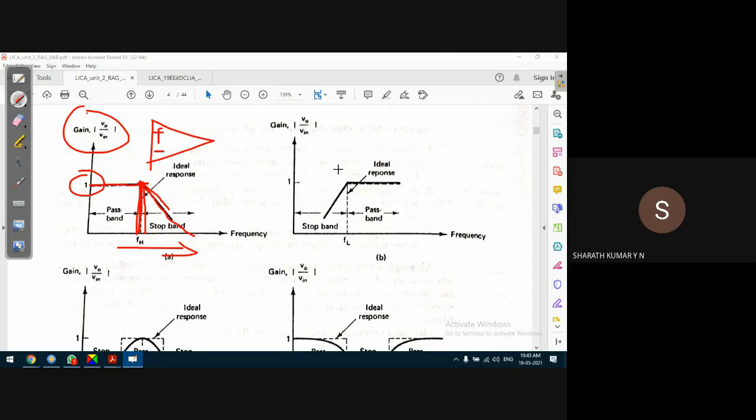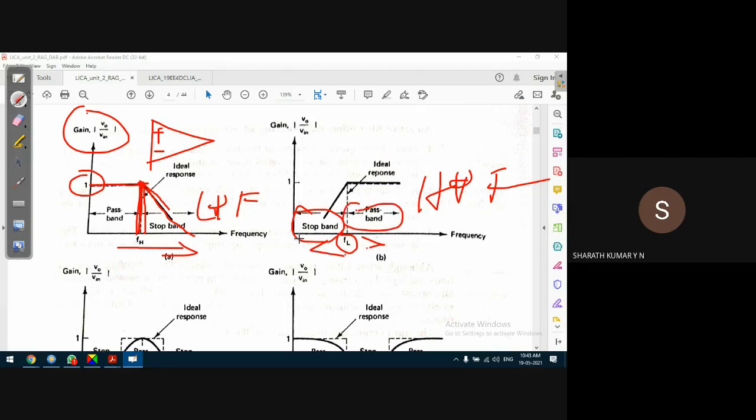This is what is called a low pass filter. Similarly, we have what is known as a high pass filter. In a high pass filter, the lower frequency range is stopped, and frequencies higher than the lower frequency range will be allowed by the filter.